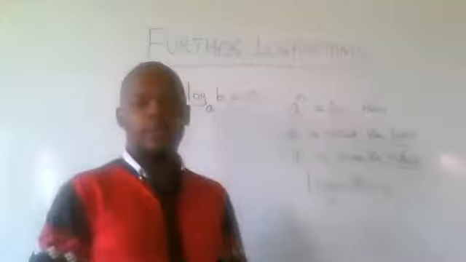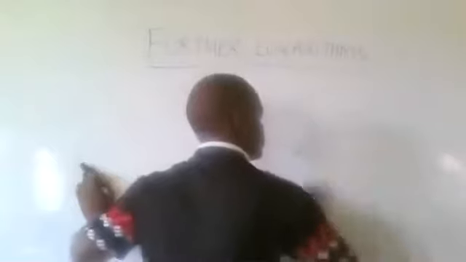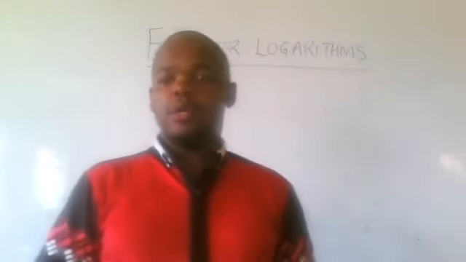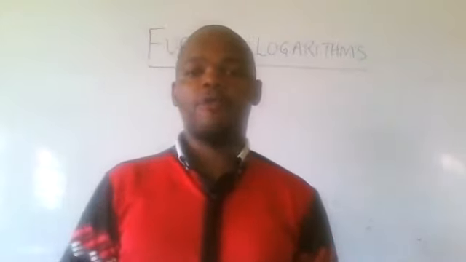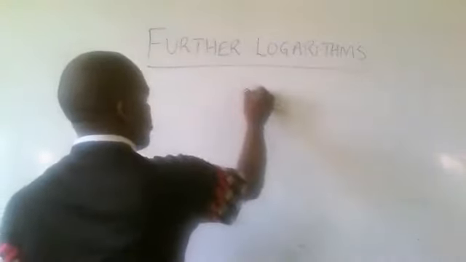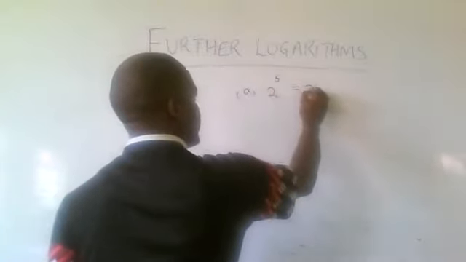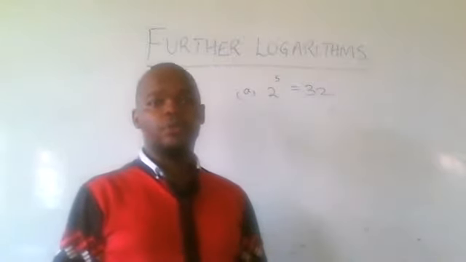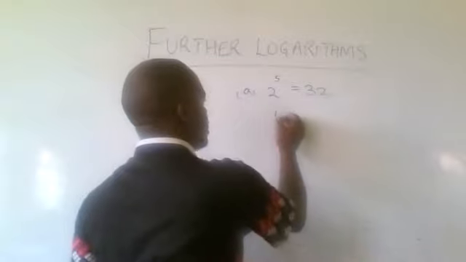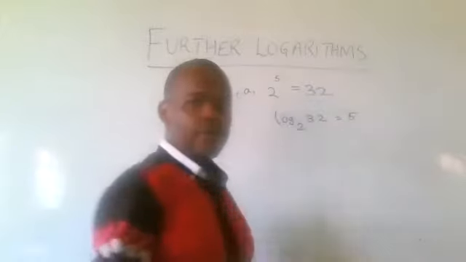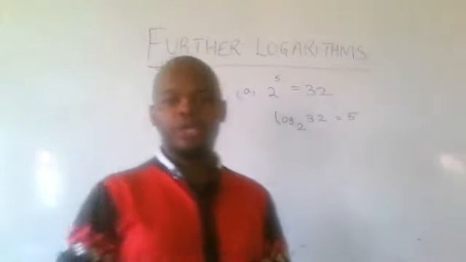Example one. Write in logarithmic form, 2 power 5 is equal to 32. So that one will say it is log 32 to base 2 is equal to 5. So that is the logarithmic notation.